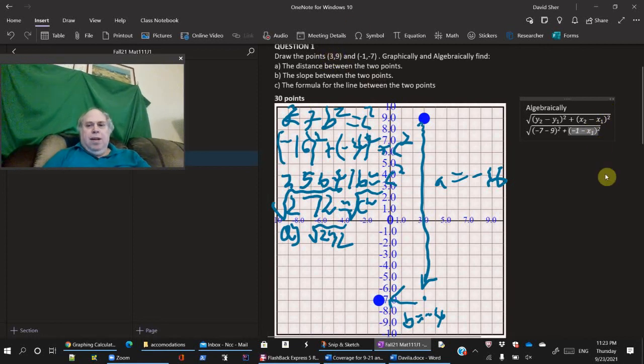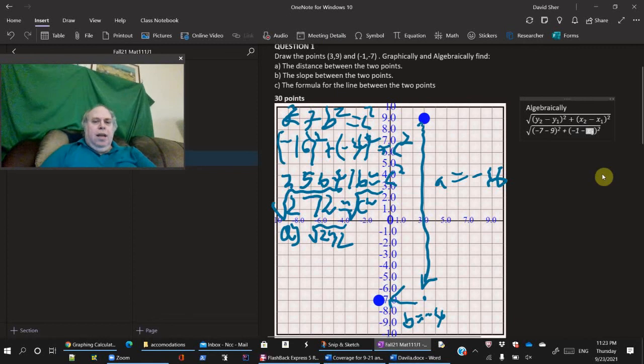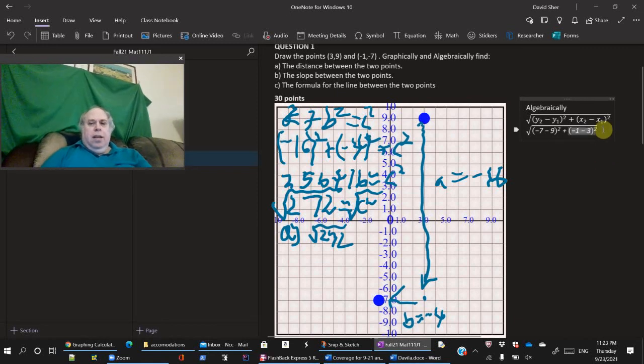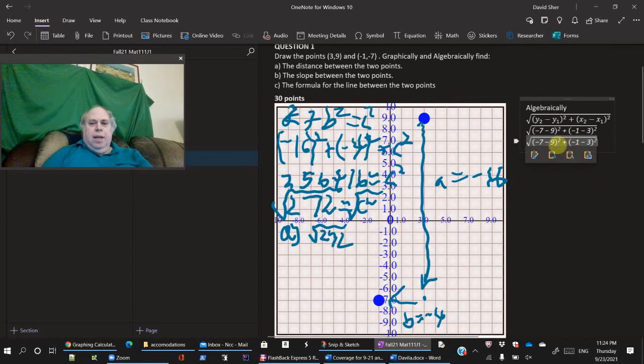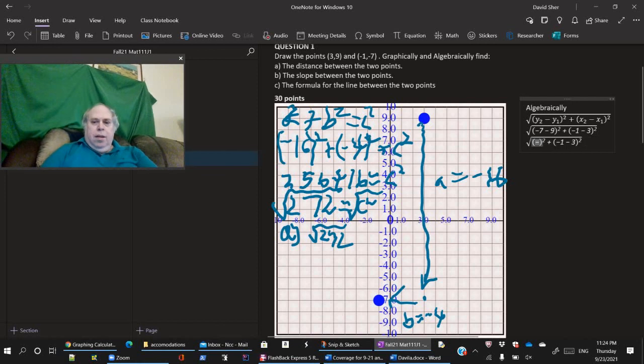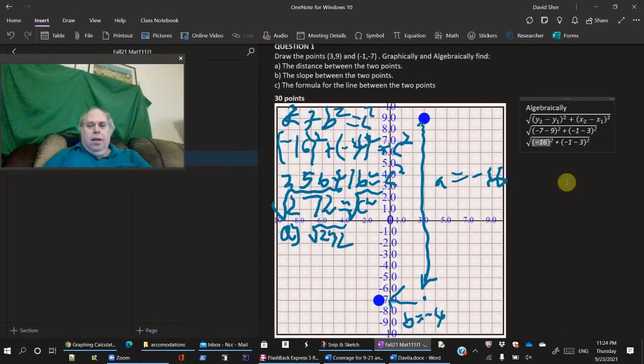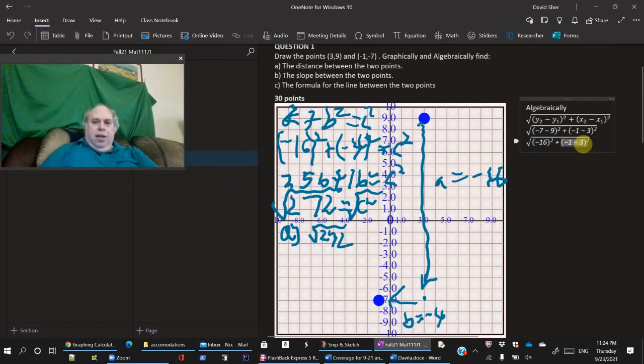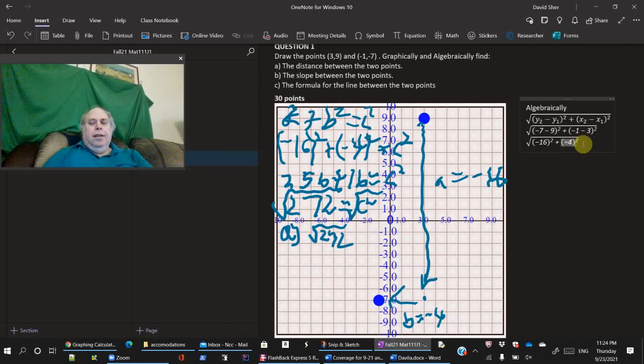Now make sure you copy the right numbers in or you get the wrong answer. The graphical method gives you a kind of check on that. Now we do the basic arithmetic. -7 minus 9 is simply -16, and -1 minus 3 is -4. Once again, when you're dealing with negative numbers, use your calculator.